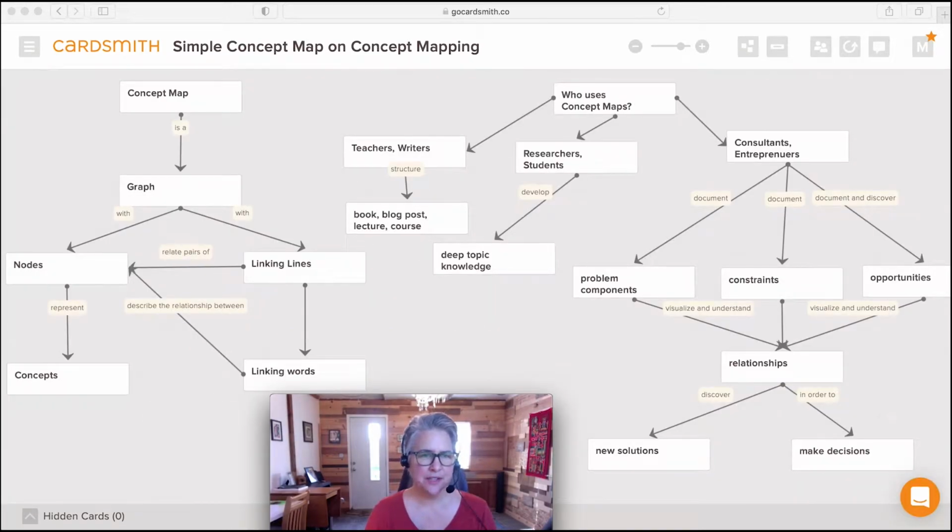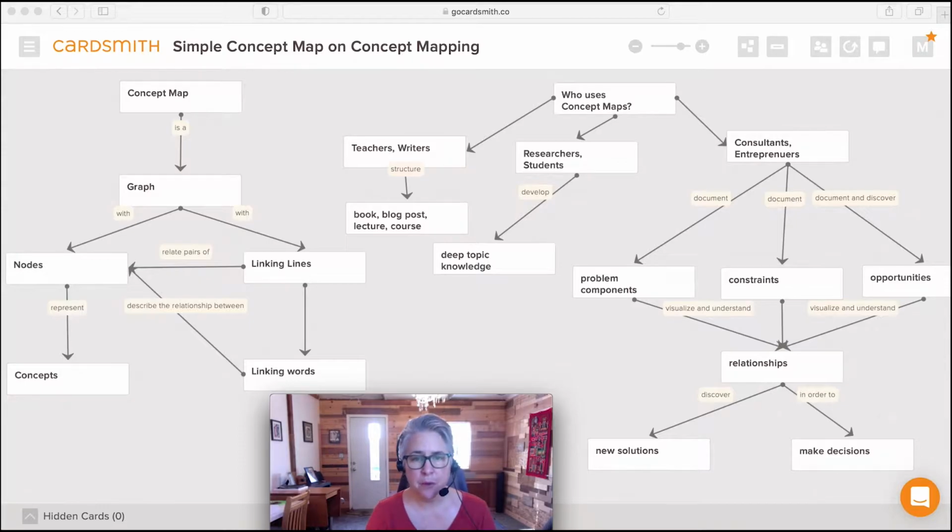As I continued researching concept mapping, I wanted to very quickly understand who uses them and what they use them for. After all, what good is a tool if you don't have a purpose? So I expanded this very simple concept map and moved those cards over to the left, and I put down a new node with the concept of who uses concept maps. What I discovered was teachers and writers are using them to structure knowledge in order to do a book outline, prepare a lecture or a course. Researchers and students are using them to develop deep knowledge of a topic, as we discussed in our introduction.